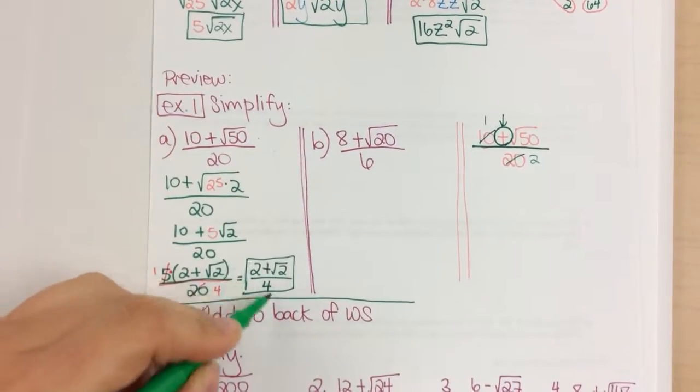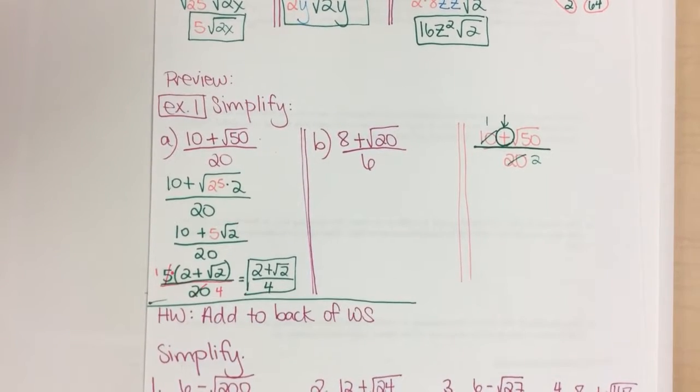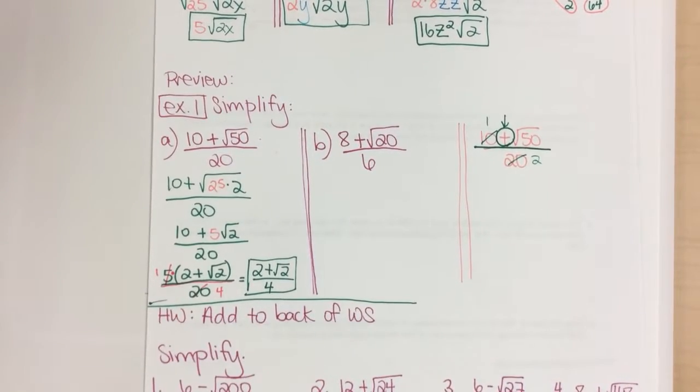I cannot reduce that 2 and that 4 because, again, it's attached with addition. Okay? All right, so maybe pause it for a second just to let them soak that in and copy it down if they need like 30 seconds or so.